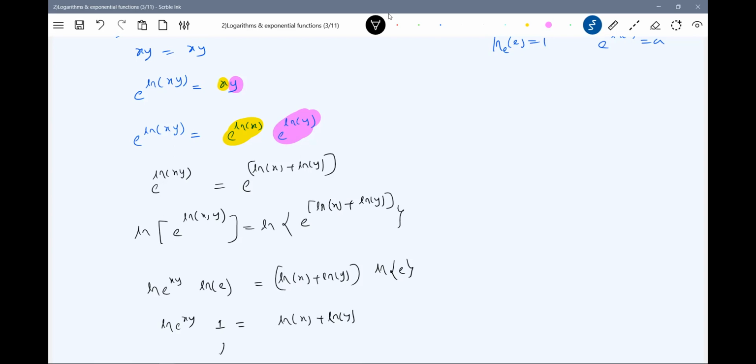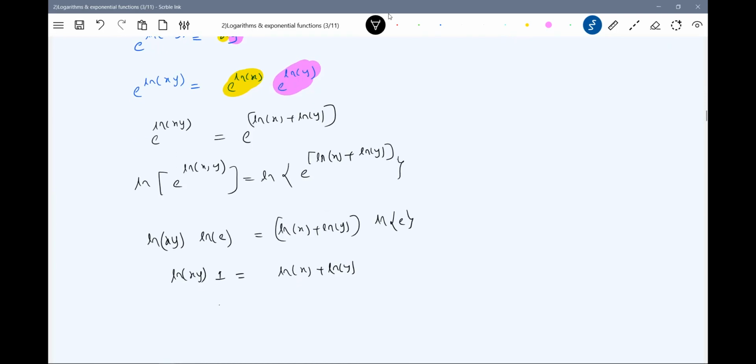So finally, what do we end up with? This is log xy. Sorry. So finally, what is the result now? Log of xy equals log x plus log y. So log of ab is equal to log a plus log b.